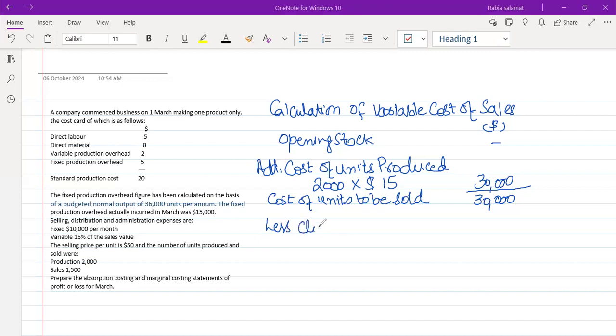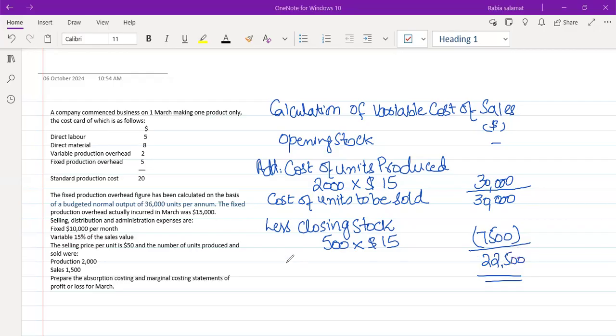Less closing stock. How many closing stock units do we have? We have calculated 500 and the unit cost is 15. It becomes 7,500. Your variable cost of sales is 22,500. Variable cost of sales.